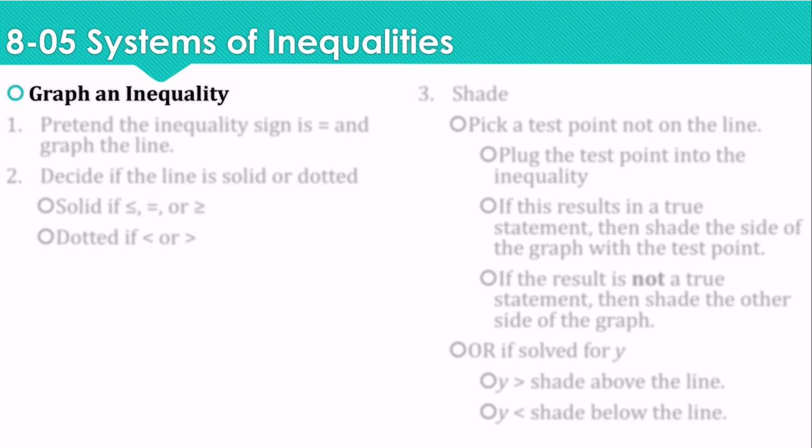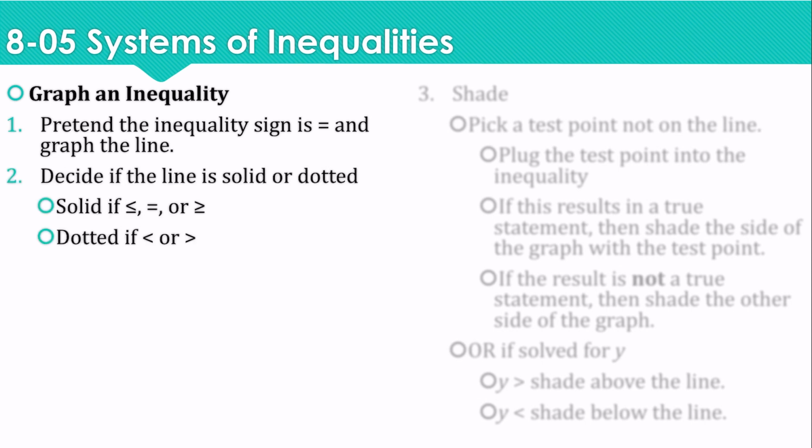So to graph an inequality, a nice little review: pretend the inequality sign is an equals and graph the lines. However it is, if it's a straight line with y equals mx plus b, or if it's quadratic or whatever, draw the graph as if it was an equation. And then you have to decide if the line is solid or dotted. It's solid if it's equal to, so that's less than or equal to, or greater than or equal to. And it's dotted if it's not equal to, if it's just less than or greater than.